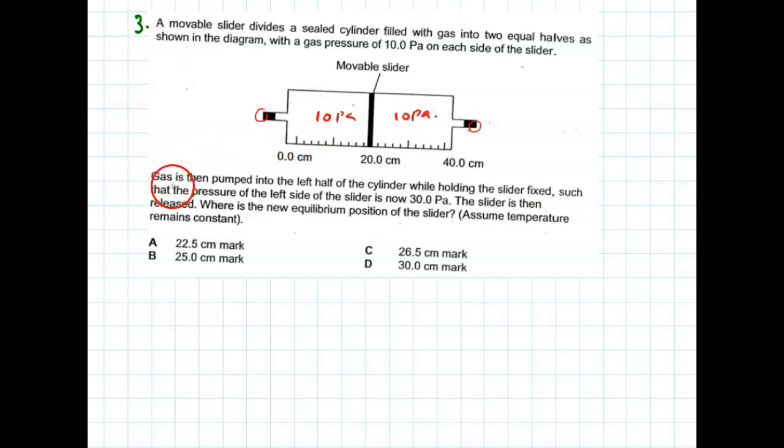Now what happened? Gas is then pumped into the left half of the cylinder while holding the slider fixed. You fix the slider here, hold the slider fixed, and you pump air into it. So when you pump extra air, more molecules will be inside this left side. Here is the right side. More molecules cause more pressure because more collisions will be there. Before it was 10 pascal, now it has changed to 30 pascal after you introduce gas into it.